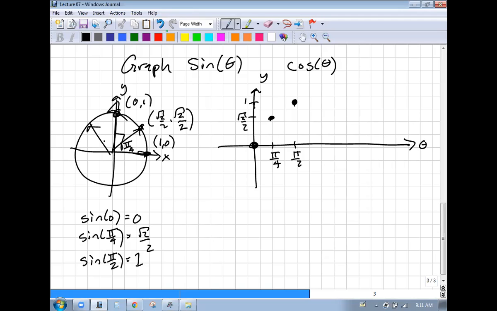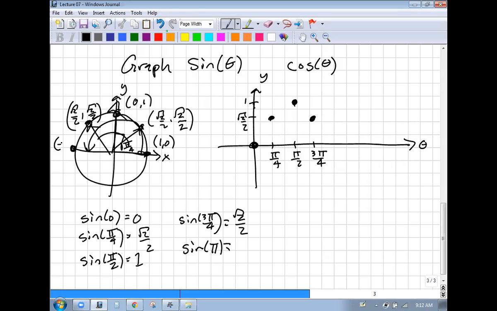We keep going, 3 pi over 4. So there's 3 pi over 4. The y value over there is still root 2 over 2, right? Sine is the y value, so we say root 2 over 2. So at 3 pi over 4, we're back down to root 2 over 2. And then what about pi? Pi is over here. The y value there is 0. We're back down to 0.